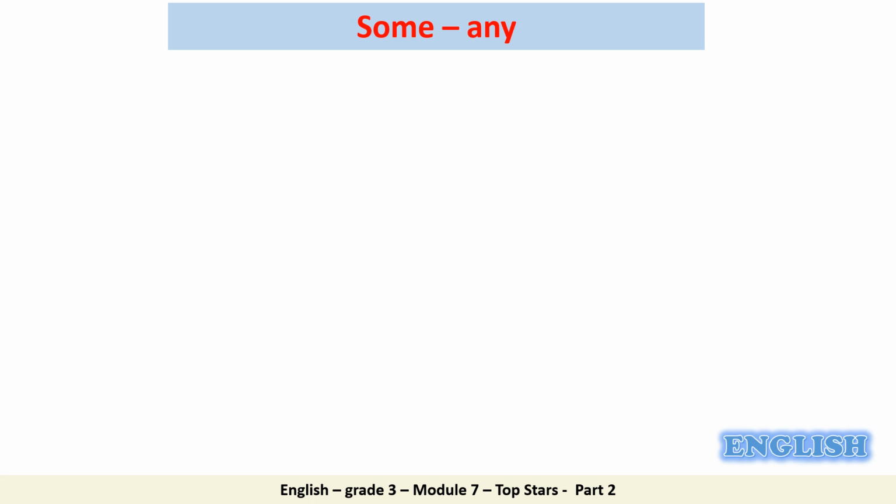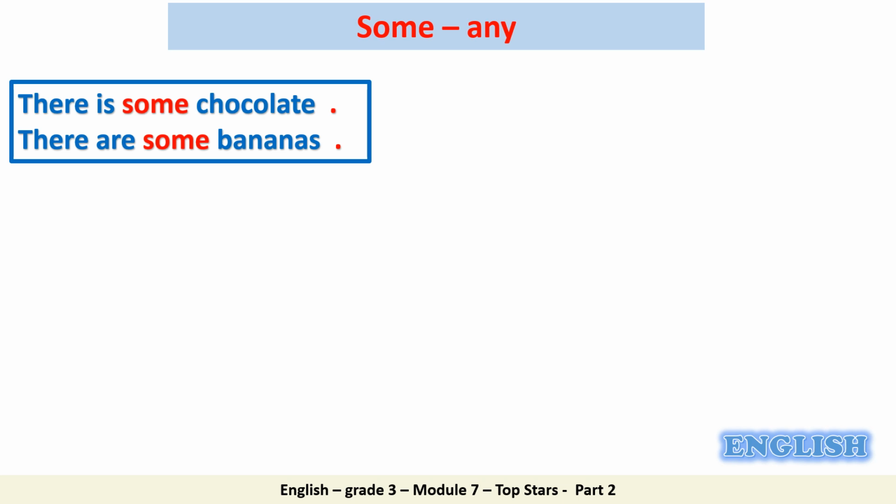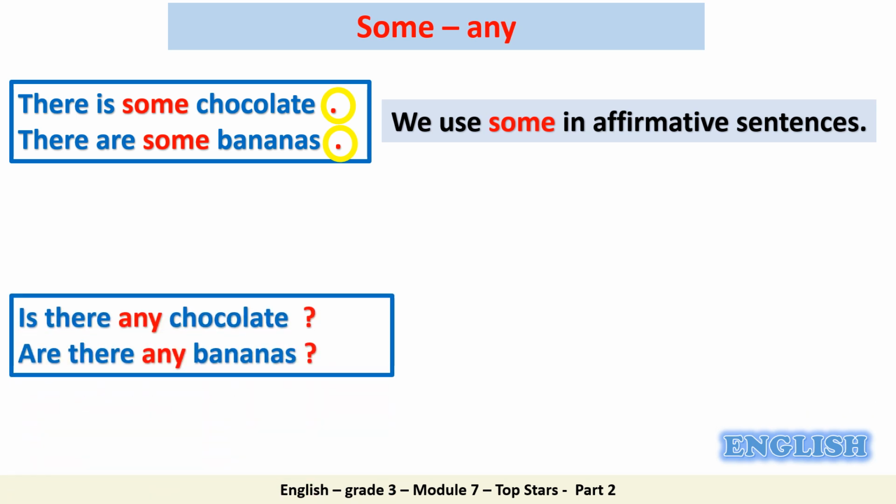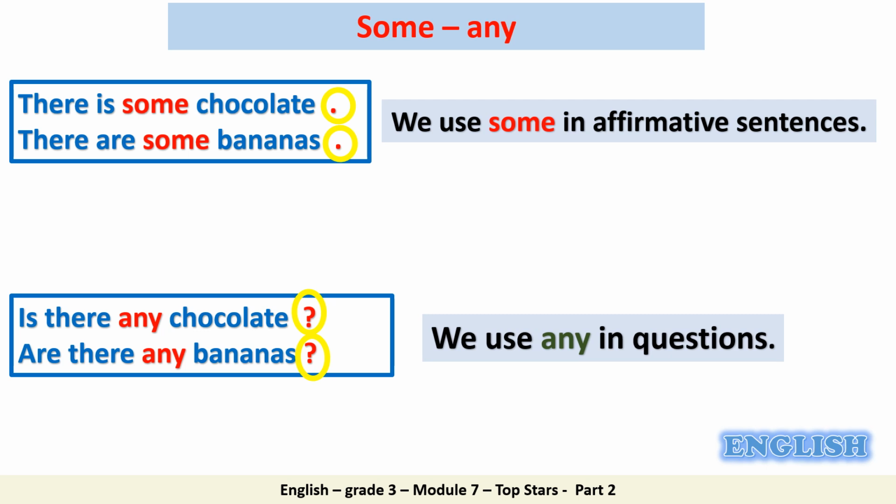Let's have a look at the uses of some and any. There is some chocolate. There are some bananas. These two sentences are affirmative, so we use some in affirmative sentences. Is there any chocolate? Are there any bananas? These are two questions. We use any in questions.